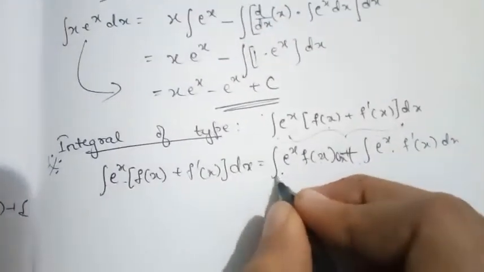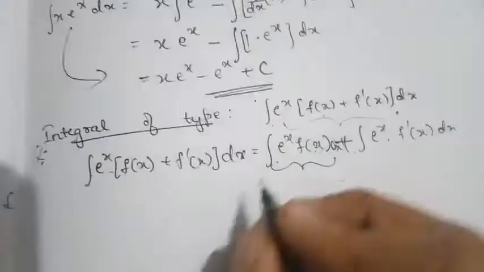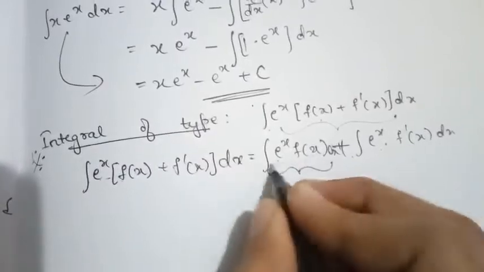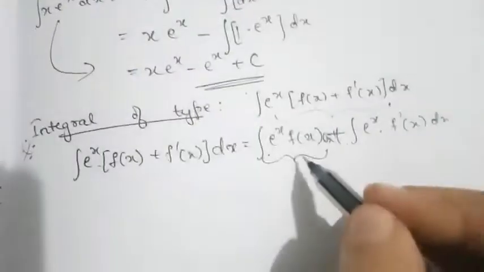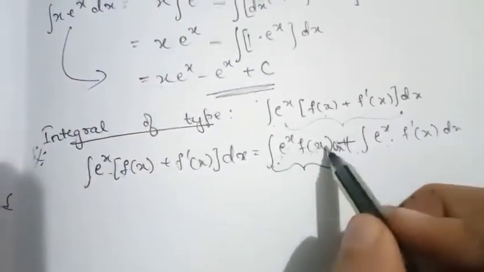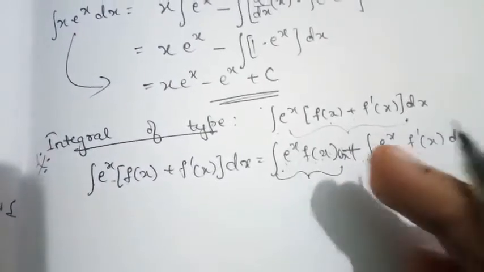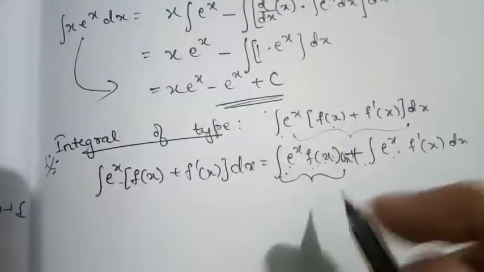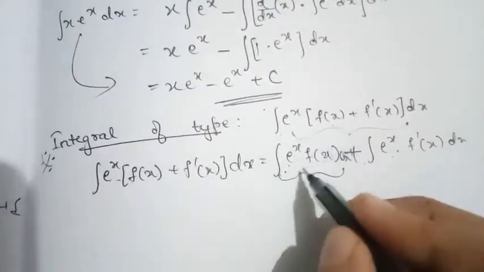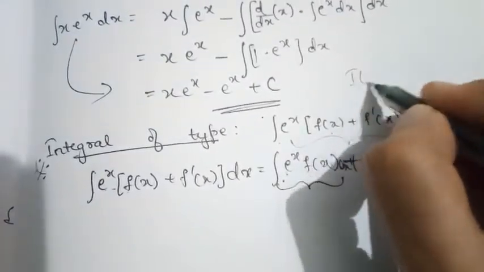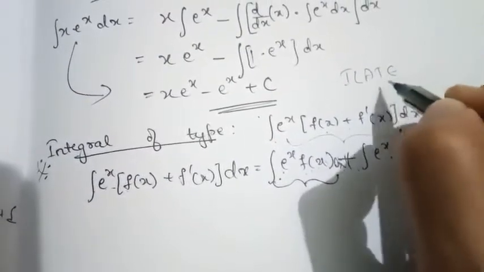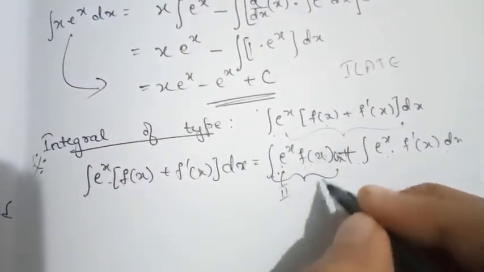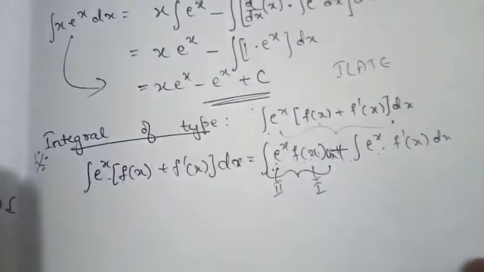Now I consider the first term, integration of e power x into f of x. How to integrate this? It is a product of two functions. Clearly e power x is an exponential function, and f of x is some algebraic function. According to our Eilert rule, the exponential function is always last, so e power x becomes the second function and f of x becomes the first function.